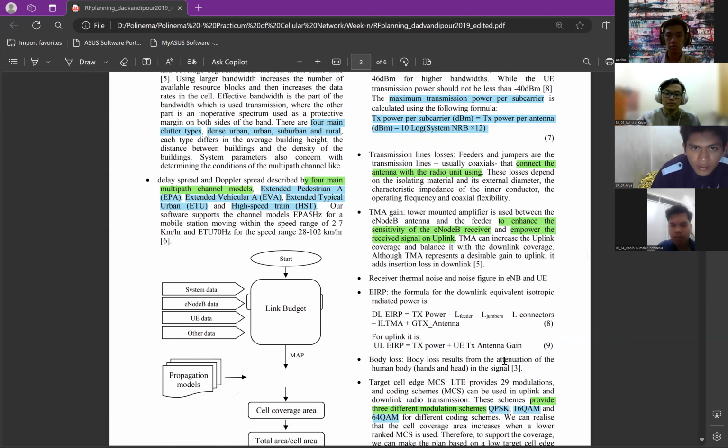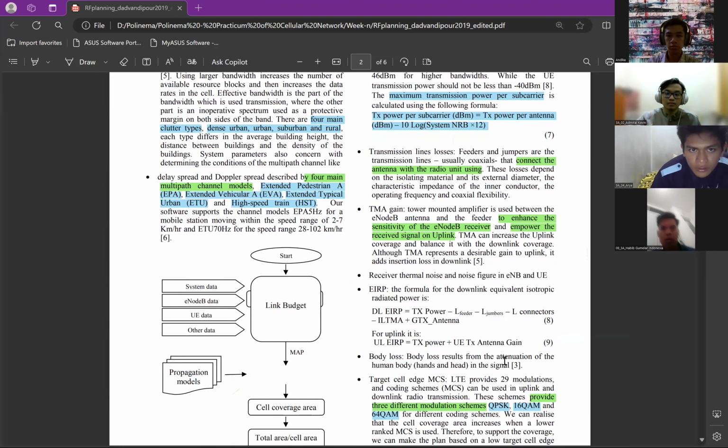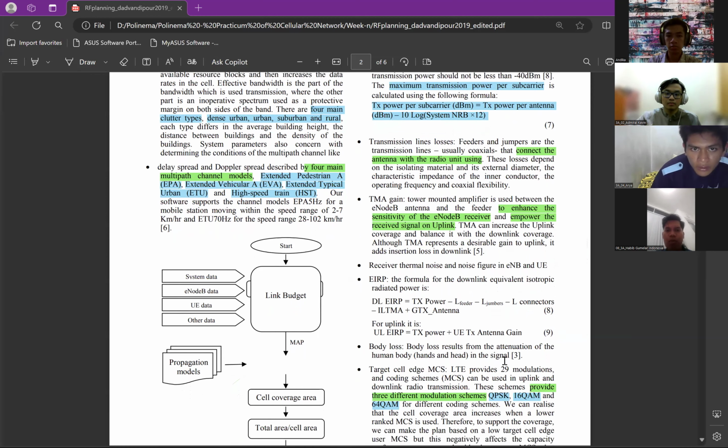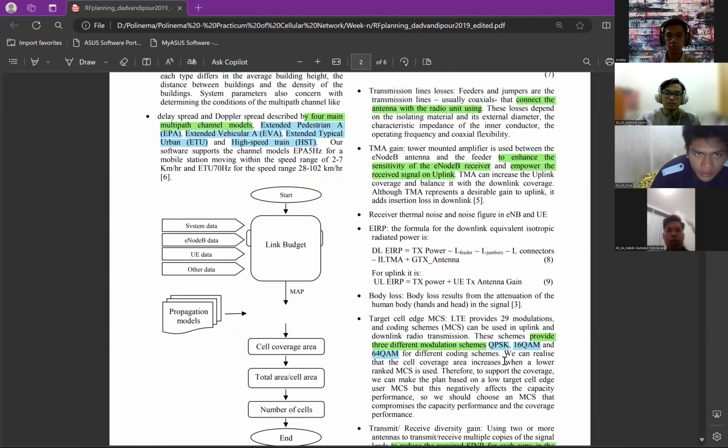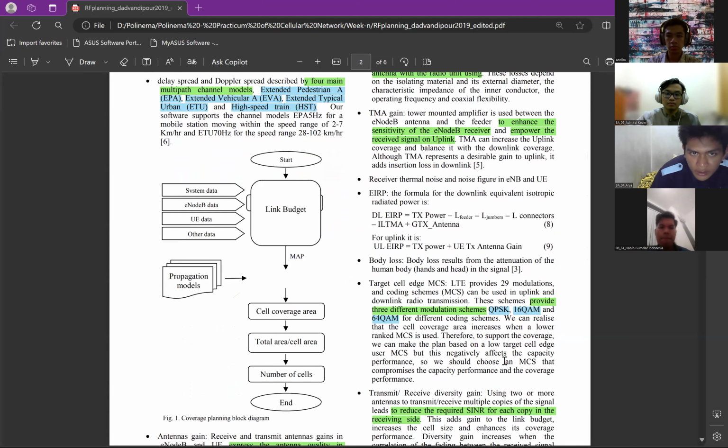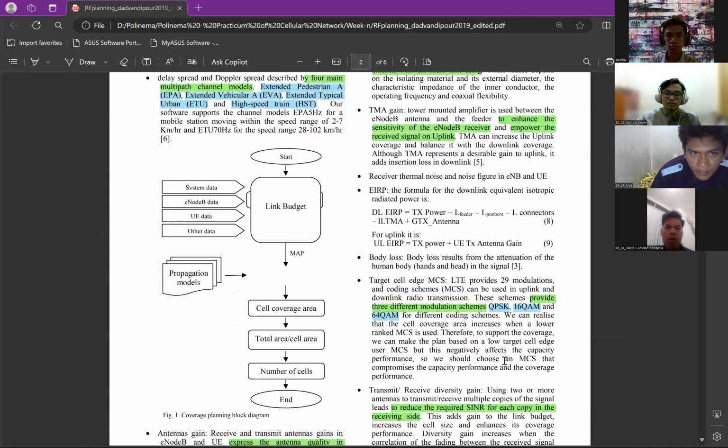System parameters are also concerned with determining the conditions of the multipath channel, like delay spread and Doppler spread, described by the multipath channel model: Extended Pedestrian A (EPA), Extended Vehicular A (EVA), Extended Typical Urban (ETU), and High-Speed Train (HST).